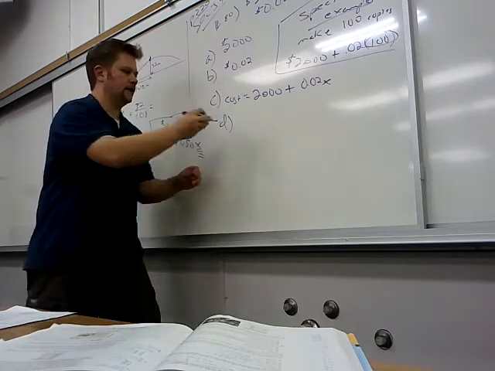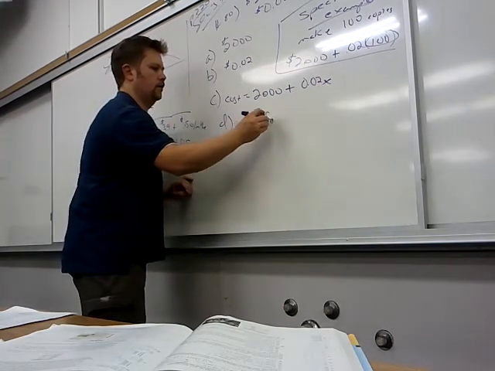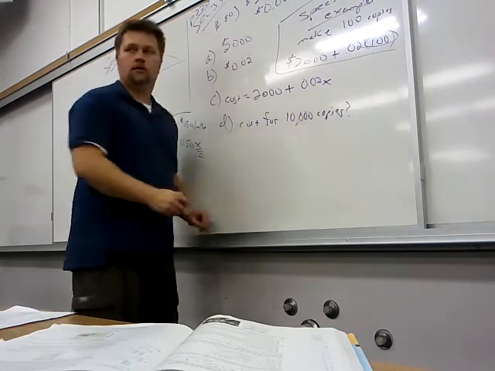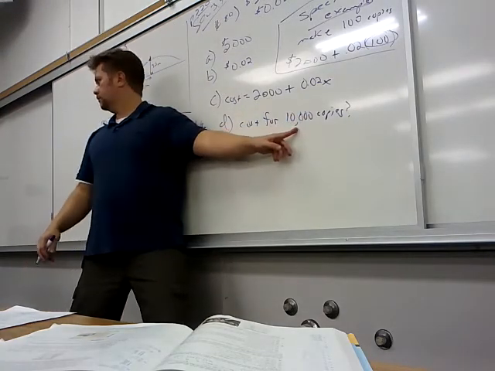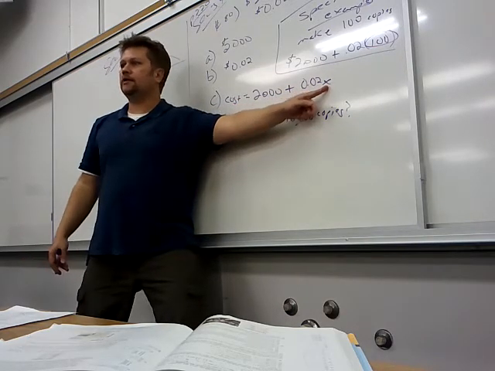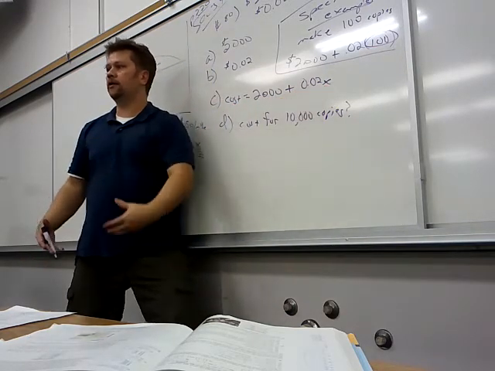So for part D, it says, what's the cost for 10,000 copies? Where would I put the 10,000? You put 10,000 right there for x, exactly. Because x is the number of copies. That's what I go in not knowing.